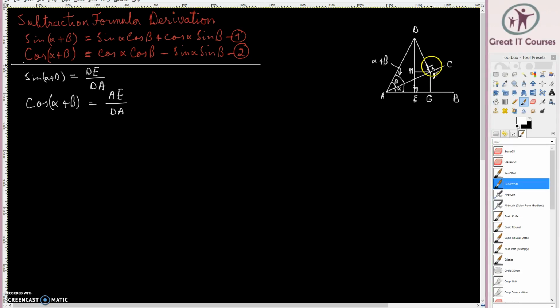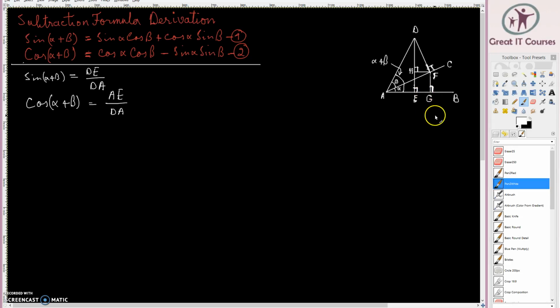So this is 90 degrees and this is 90 degrees. So basically DF is perpendicular to AC. And you draw a perpendicular FG to AB. So this is also perpendicular. And FH perpendicular to DE. So this is also perpendicular.